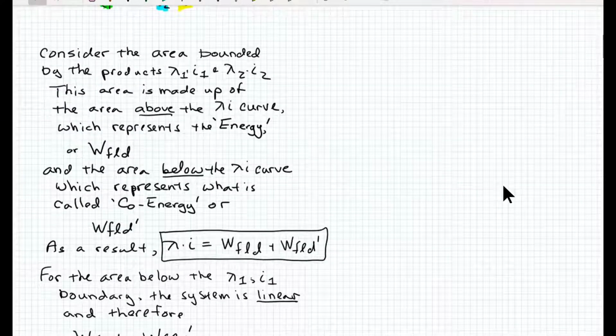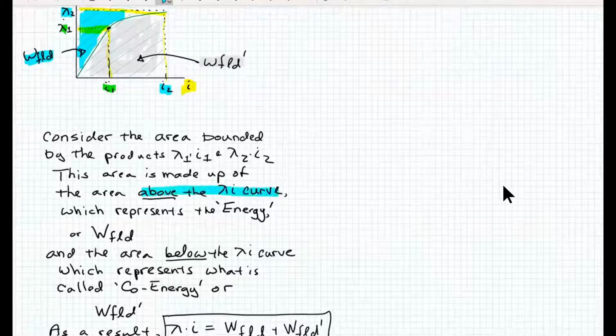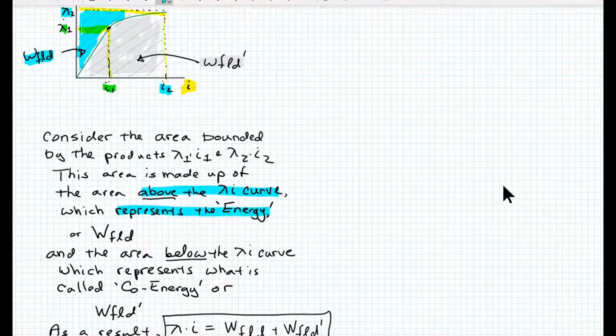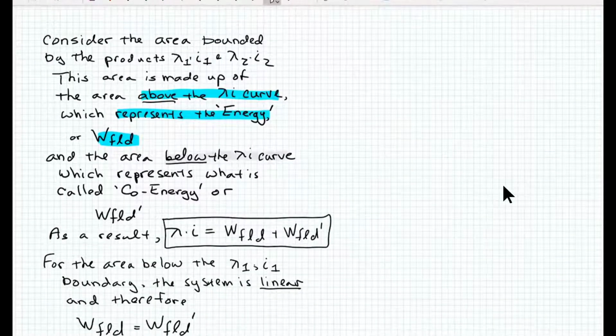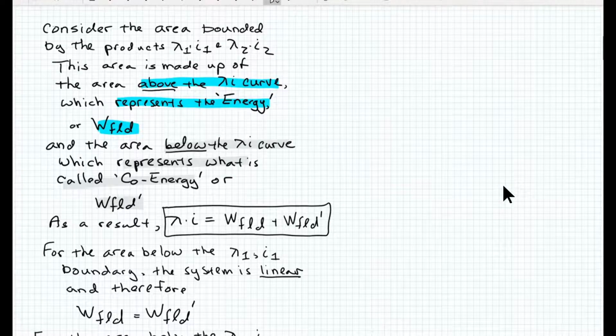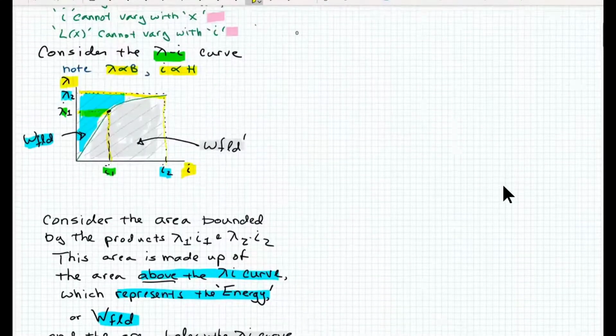So what we really have then is the area above the curve, this blue area here, above that lambda-I curve, which represents the energy, what we derived as W_fld. The area below that curve represents what we are now going to call co-energy, W_fld prime. The total energy plus co-energy is the area under the lambda-I, like a lambda-by-I rectangle. It would be the product, the sum of these two things, making up these little rectangles that I showed here.